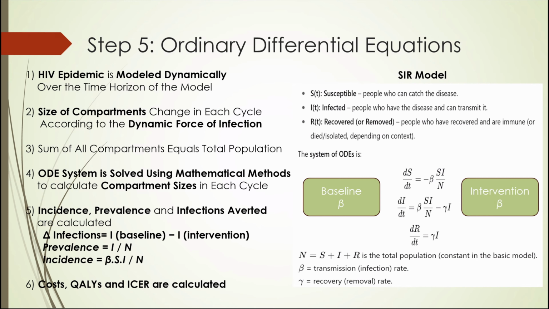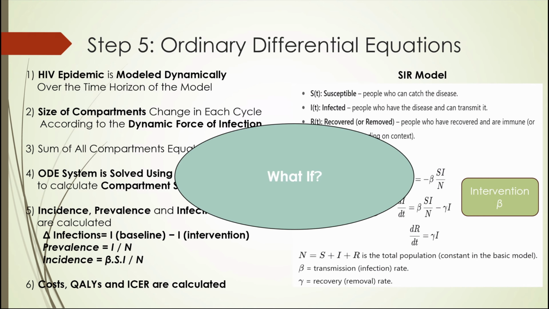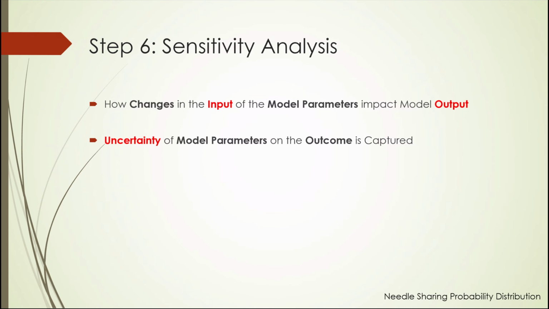The last thing that we do is we put the costs and QALYs into those scenarios, like the baseline scenario and the intervention scenario, and we calculate ICER, and that's the end. But there is a very big question here, and that's: what if? What if the model that we developed does not work with the same parameters that we had? What if we could change some parameter values to see what happens?